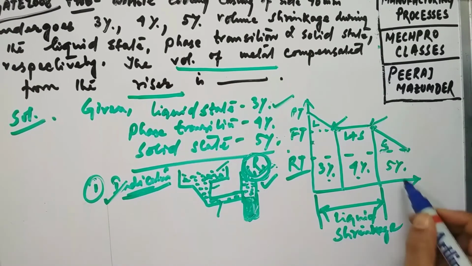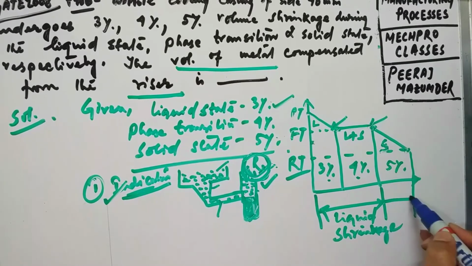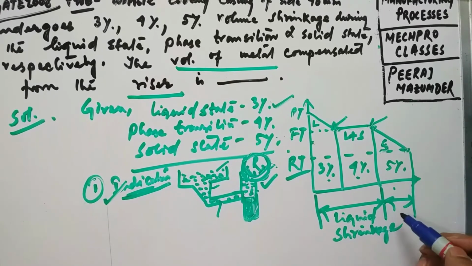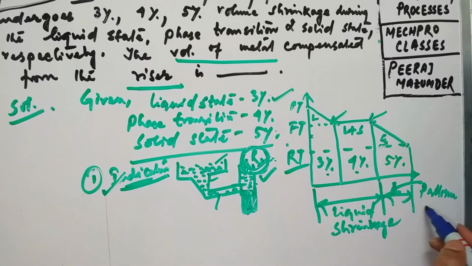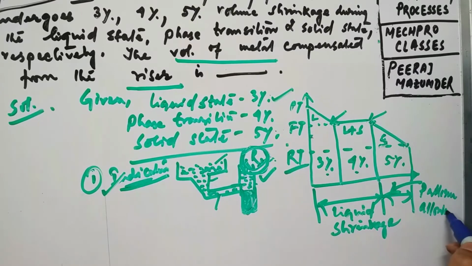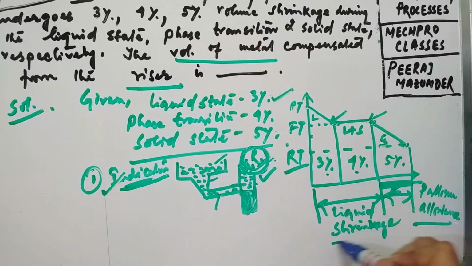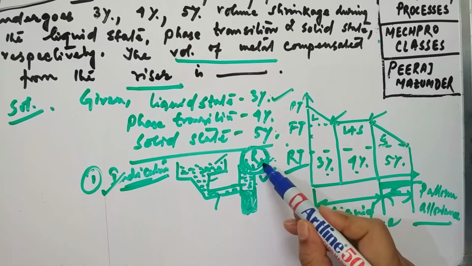So from this one to this one, there may be a shrinkage also. For this shrinkage, we are allowing the pattern. It is known as pattern allowance to compensate shrinkage for this portion. That is a solid shrinkage. But for liquid shrinkage, the riser comes into action.